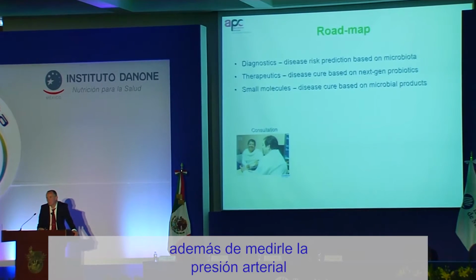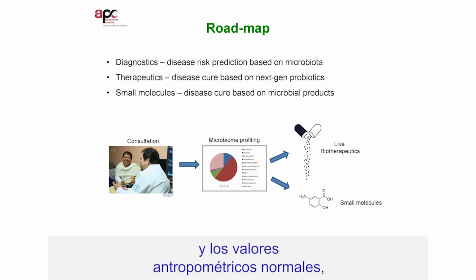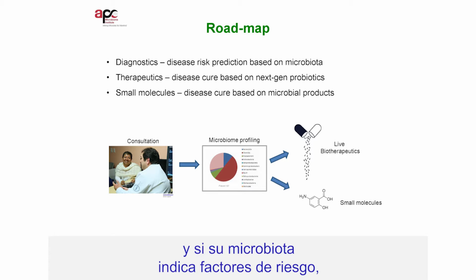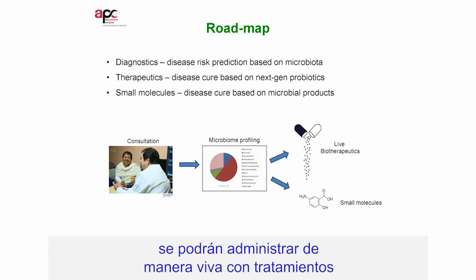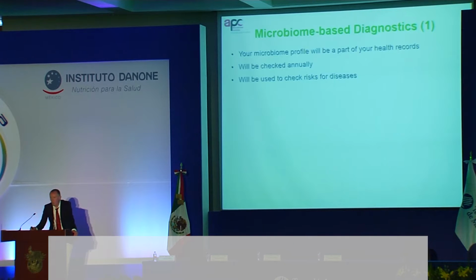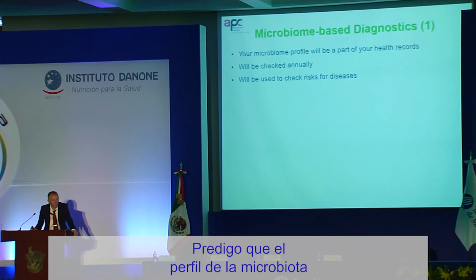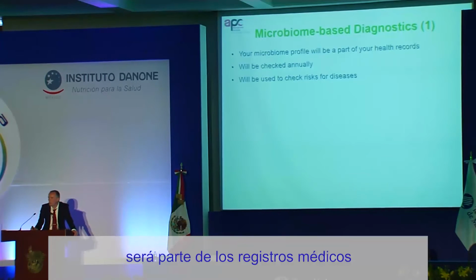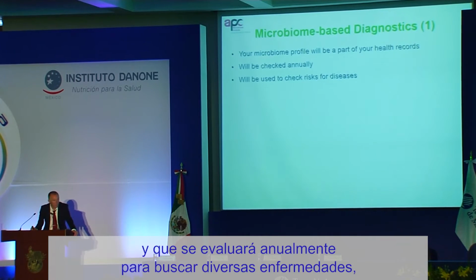And the paradigm which I'm putting forward to you is that in the future, when a patient goes for consultation, as well as having their blood pressure checked and the normal anthropometrics, they will undergo microbiome profiling. And if their microbiome suggests there are risk factors there, they may be administered live biotherapeutics or small molecules derived from the microbiota. I predict that your microbiome profile will become a part of your health records, and it will be checked annually, and it will be used to check risks for various diseases.